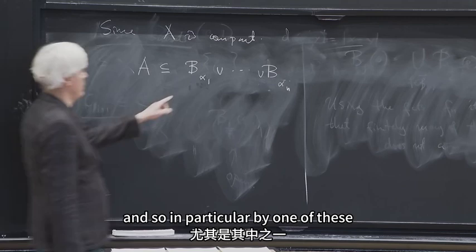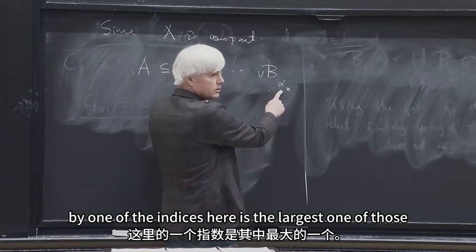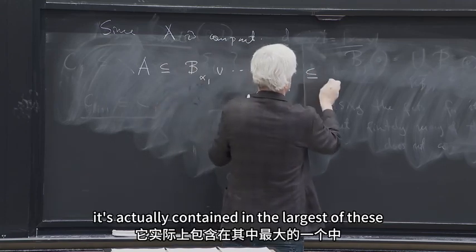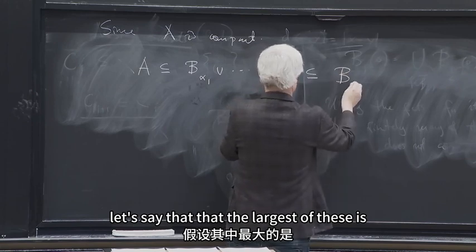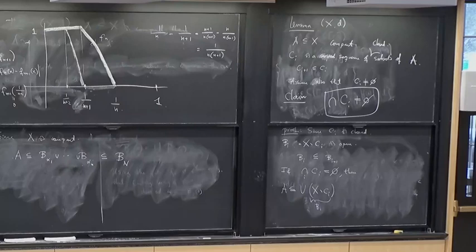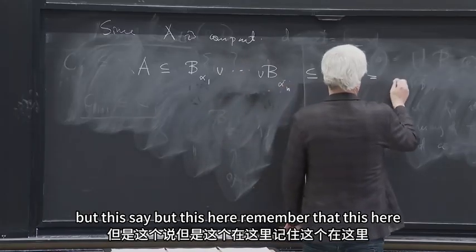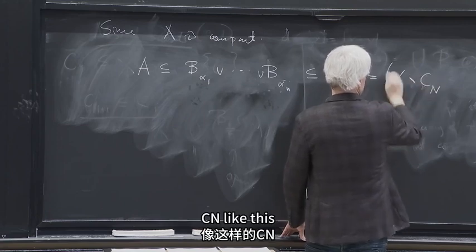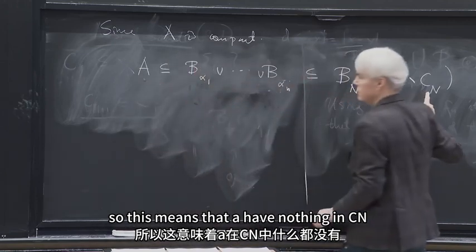And so in particular, one of the indices here is the largest one of those, right? And so this means that A is actually contained in the largest of these. Let's say that the largest of these is Bn, so you have this for some n. But remember that this here was the complement of Cn, so this means that A has nothing in Cn.